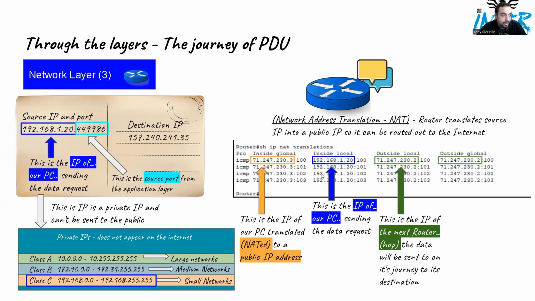Under Outside Local and Outside Global, you can see the next router the data will be sent to. Think of Outside Local and Outside Global as how we're going outside the local private network and into the global internet using this next router.